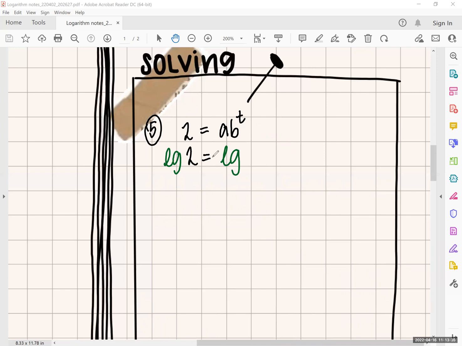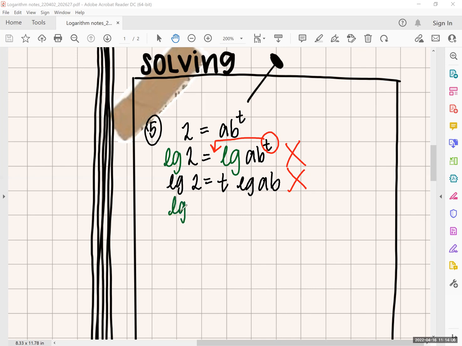Number 1, students don't put bracket. They just put it like that. Wrong already. You know why? Because if you put it like that, you'll take the t, do power bring down, and then you'll say that log 2 is equal to t log ab. Bye-bye. Wrong, wrong. That is why the bracket is very important, because we need to do log, log.